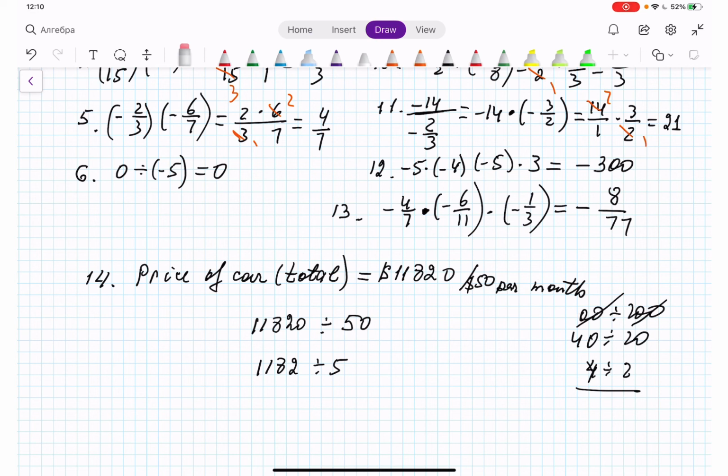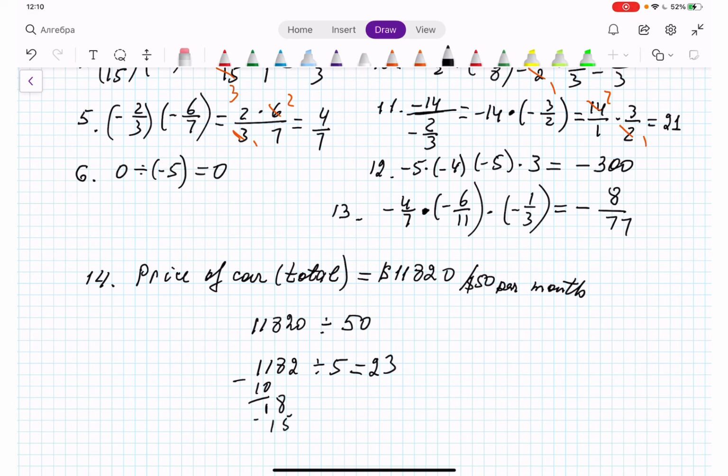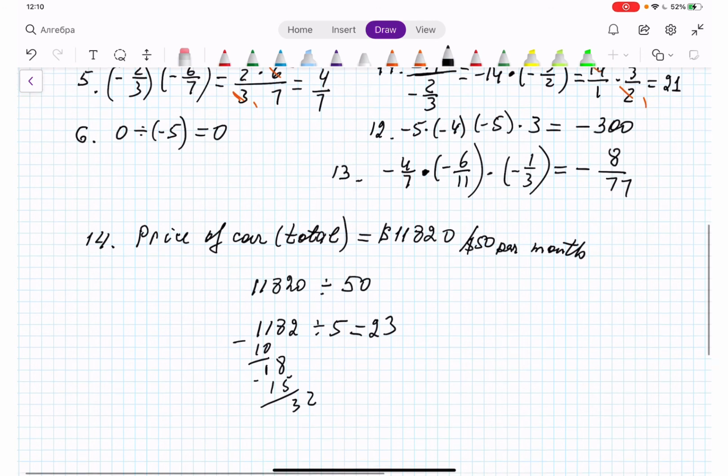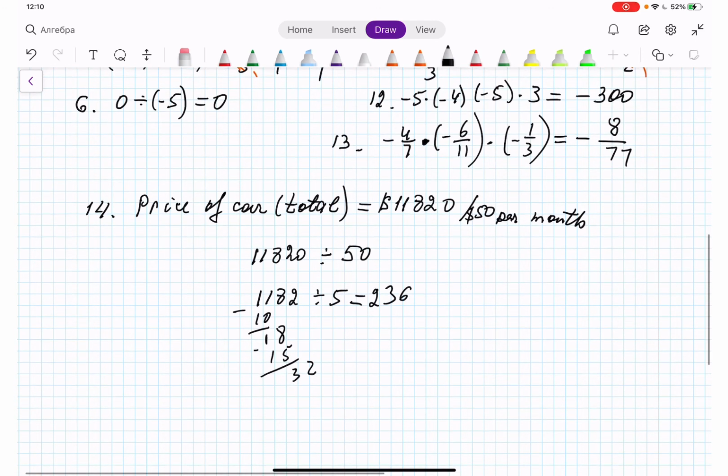Therefore, 1182 divided by 5. Let's do it. So 11 by 5 is 2. It's going to be 10. Here is 1, remainder. 18 by 5 is 3, 15. Remainder is 3. 32 divided by 5 is 6. 30. Remainder is 2, bringing down 0. Now here I put a decimal point because we are done with the whole number. 20 divided by 5 is 4. So it's going to be 200.